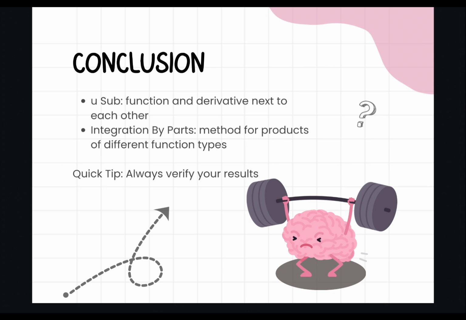Okay, so now to conclude everything, u substitution is used when you see a function and its derivative next to each other. And integration by parts is a method for products of different function types. And we should always verify our results. So we always want to verify our integration by differentiating it to see if we get the initial question to begin with.